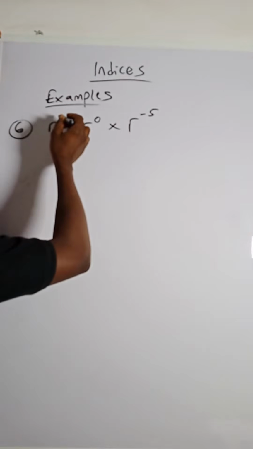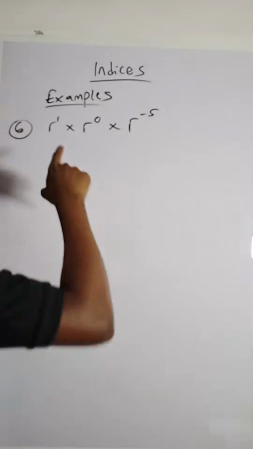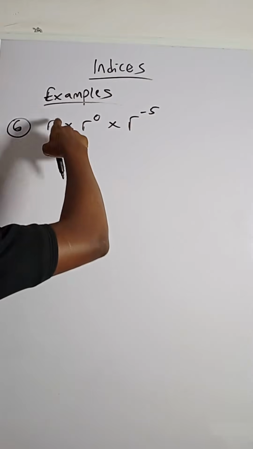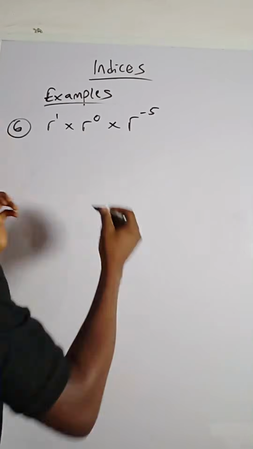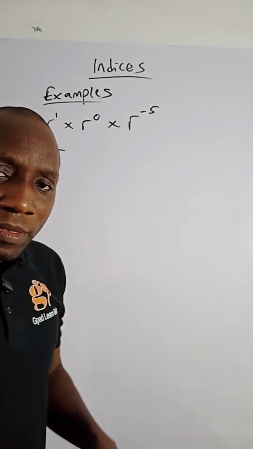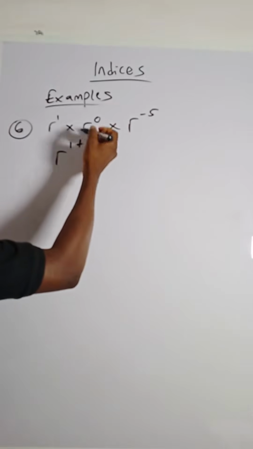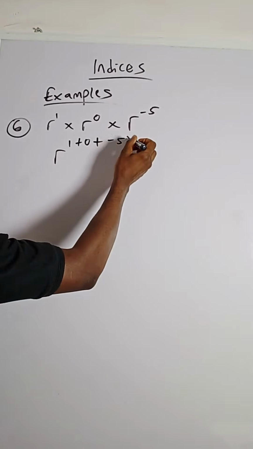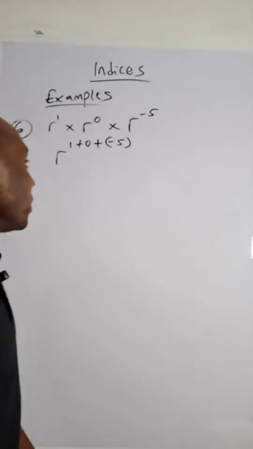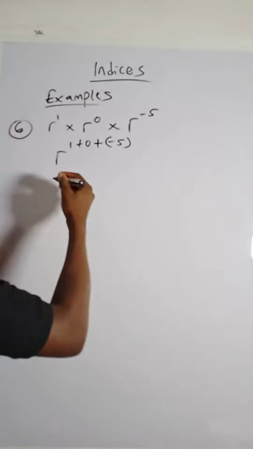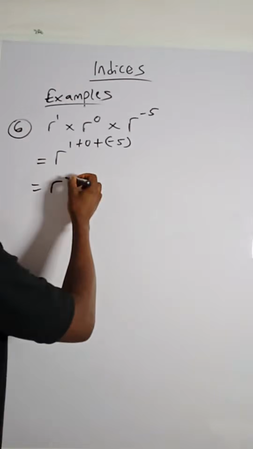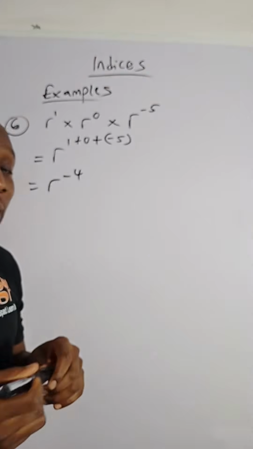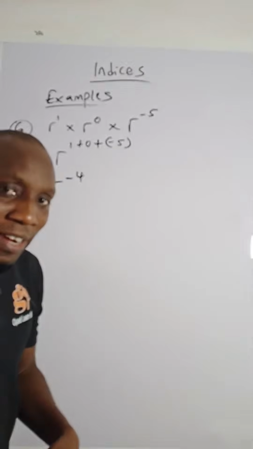See, there's an exponent of 1, even though it's not written there, because even if you remove it, it changes nothing. So let's just put it right there. Times, same base, we're going to add the exponent. So you have 1 plus what? 0 plus negative 5. You can wrap it in a bracket if you want aesthetics. So this is r raised by 1 plus 0, which is 1. 1 minus 5 is what? Negative 4.